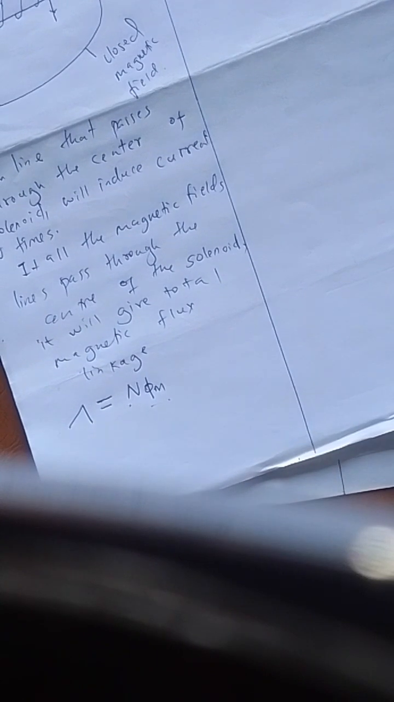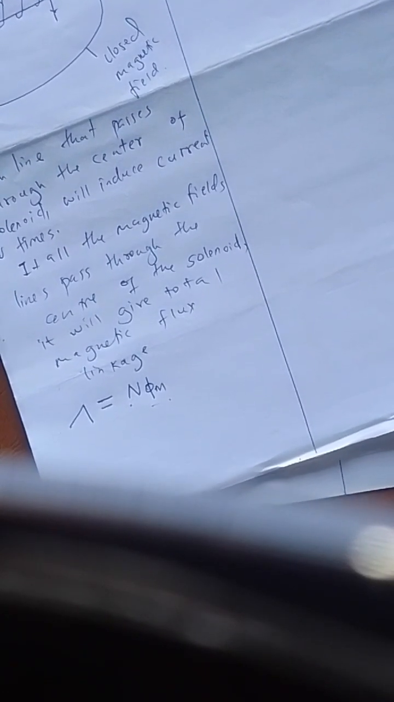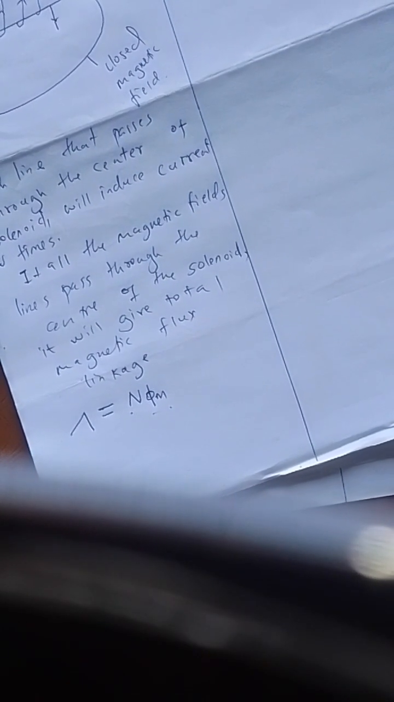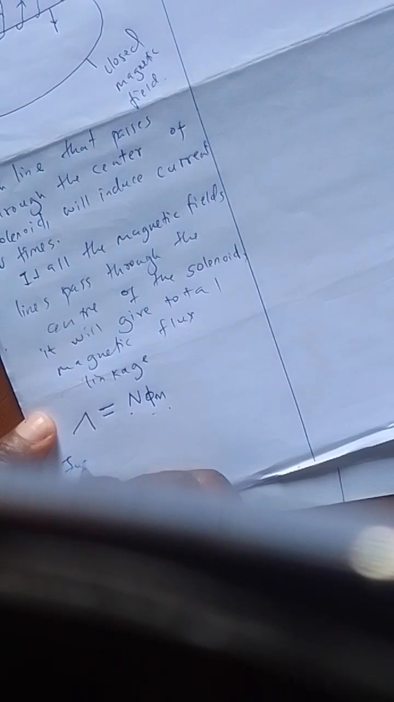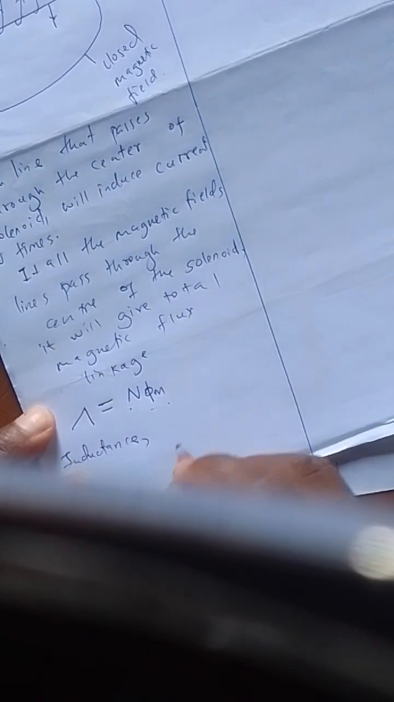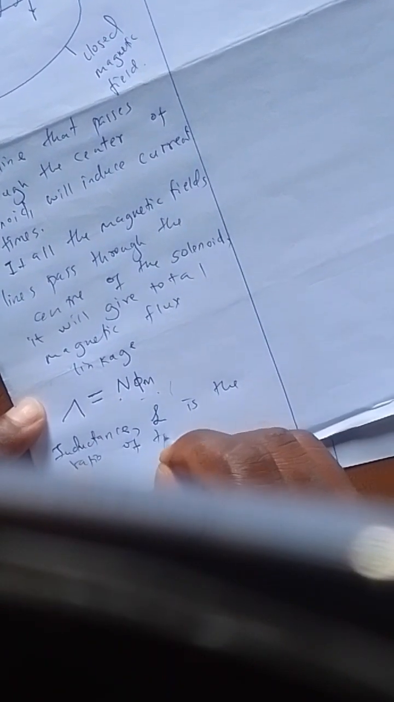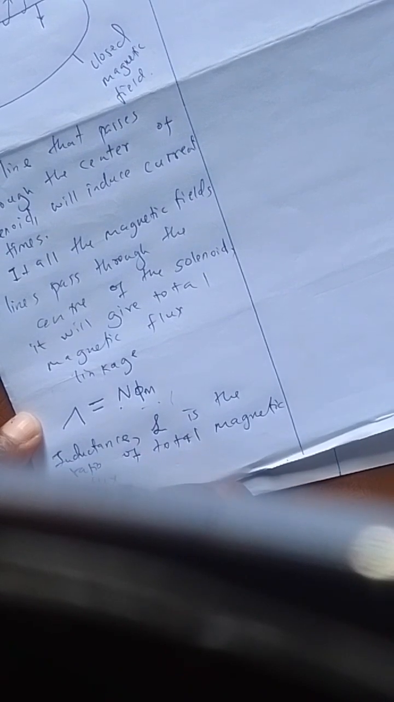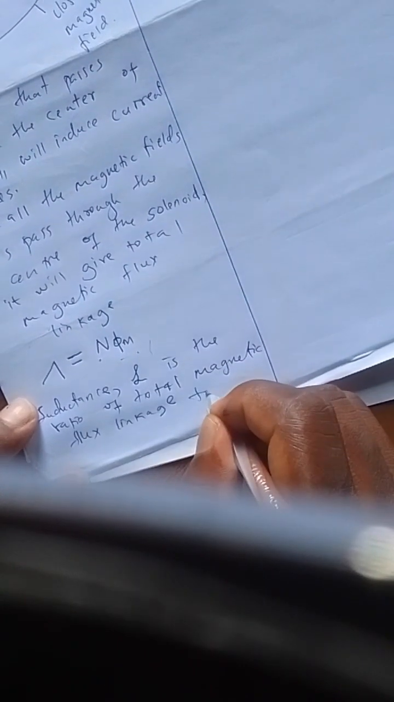Now, by definition, we want to define what is inductance. We have defined what is an inductor, and we have said when we have a magnetic field, when they pass through the center of the solenoid, it's going to give the magnetic flux linkage. Now we want to define what is an inductance, and I'm going to say inductance, and we use this symbol. This is the symbol for inductance, is the ratio of the total magnetic flux linkage to current.